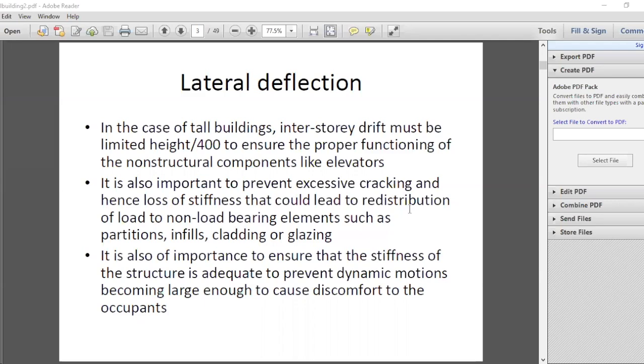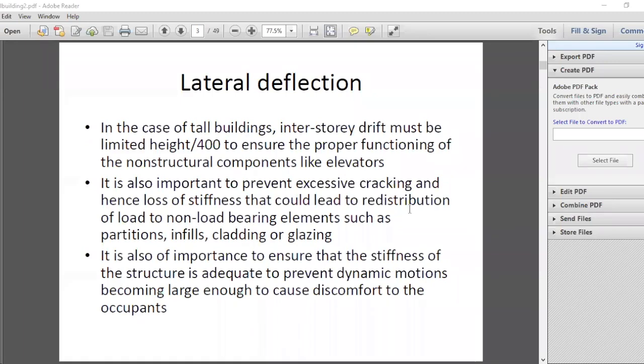And in addition to that, what will happen if one floor moves relative to the other too much? Then you will find all the partitions also can suffer a certain amount of cracking. So to prevent that from happening, we have to again ensure that this interstory drift is controlled, and this height over 400 is a good value to prevent excessive cracking in the non-load bearing elements like partitions.